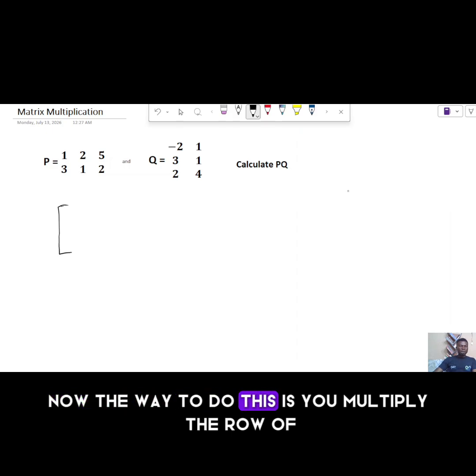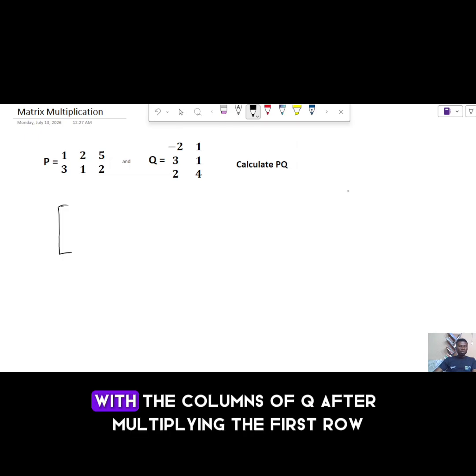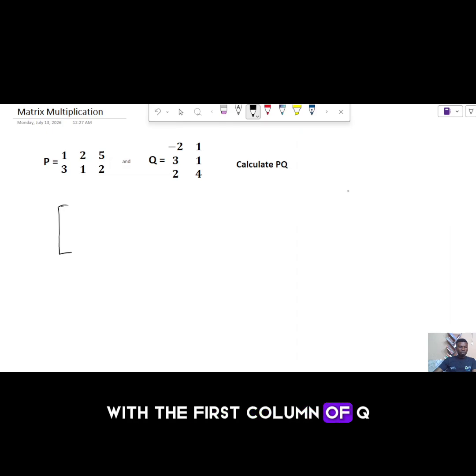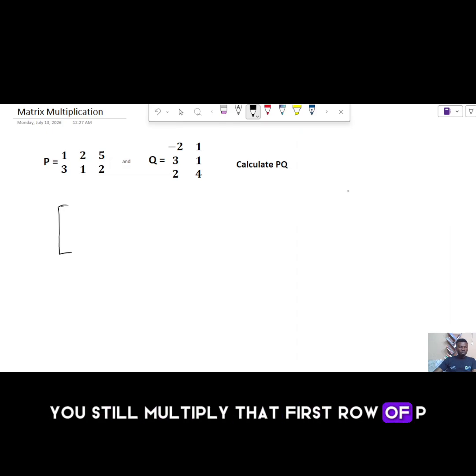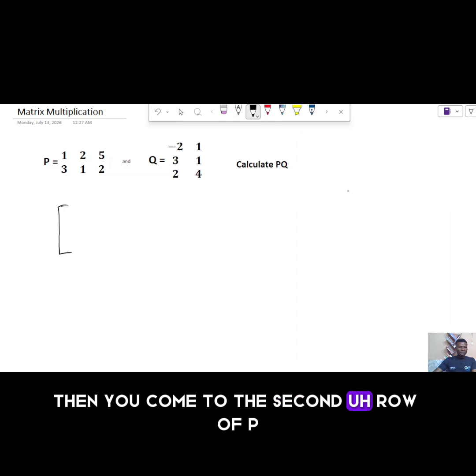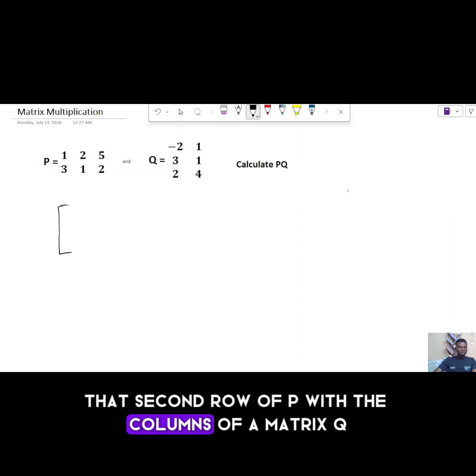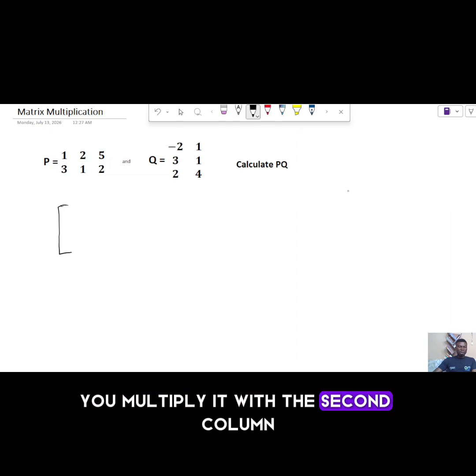Now the way to do this is you multiply the first row of P with the columns of Q. After multiplying the first row with the first column of Q, you still multiply that first row of P with the second column of Q. The result will be on the row of the matrix we are trying to get. Then you come to the second row of P, you multiply that second row of P with the columns of matrix Q. That is after the first column, you multiply it with the second column.